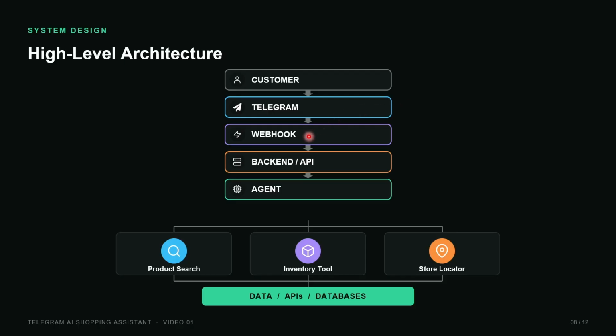Now, next thing is webhook, right? Since we have Telegram by which the customer is sending the message, we need a mechanism that tells our backend that, okay, we have received a new message. And this is handled by webhook. Whenever the customer sends a message, Telegram calls an endpoint and includes such information as the customer's message, chat ID, and metadata, and that is done via webhook, right? Now comes the backend API.